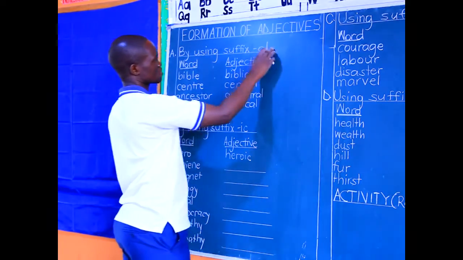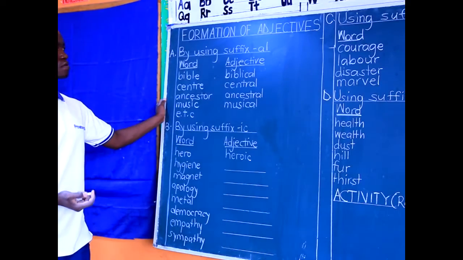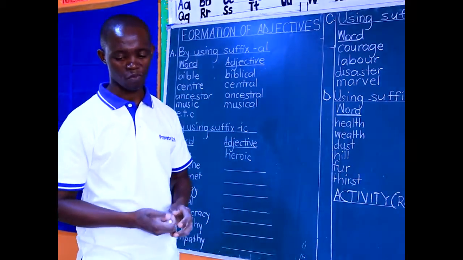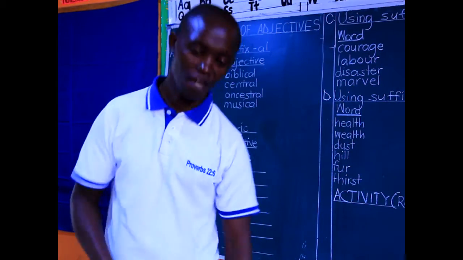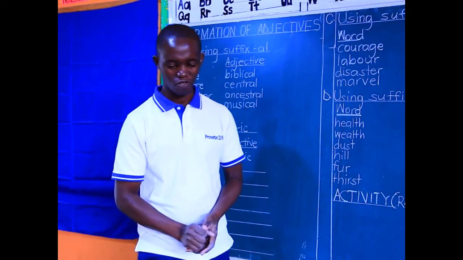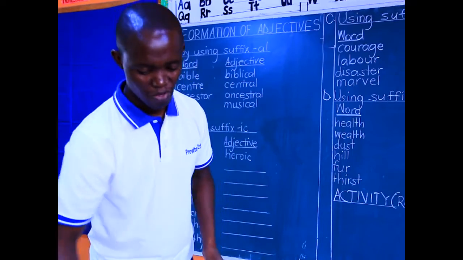We have the word itself, adjectives. What are adjectives by definition? They are words that are used to describe nouns or pronouns. If you remember that, well and good. It means you're not starting from scratch. You have something to build on.